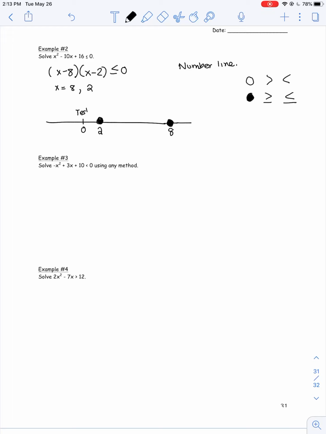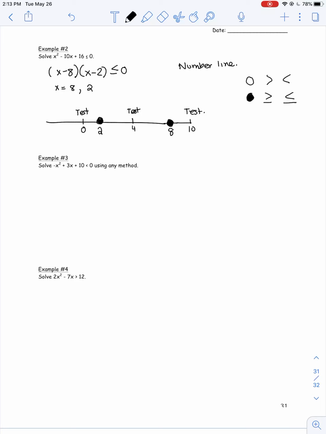Now we're trying to use a test point. So 0 will be my test point. And then I'm going to pick a value between 2 and 8, for example, 4 as another test point. And then I'm going to pick a value greater than 8, which could be 10 as my test point. So all I'm doing is picking test points around all those x-intercepts to see which region includes my answer.